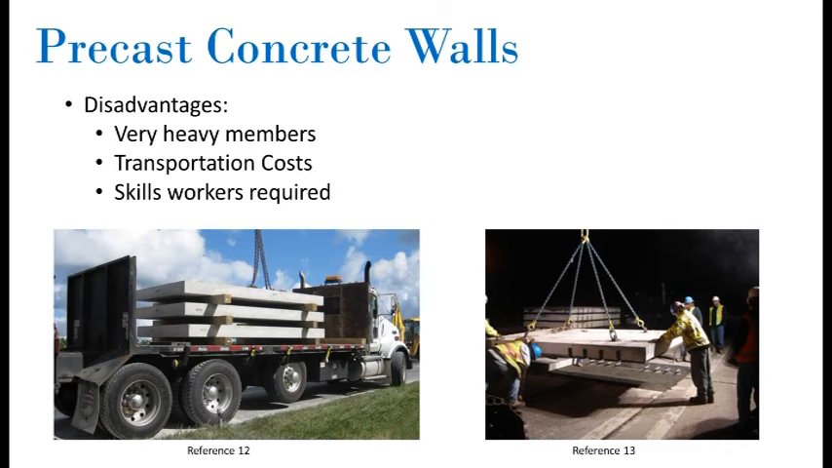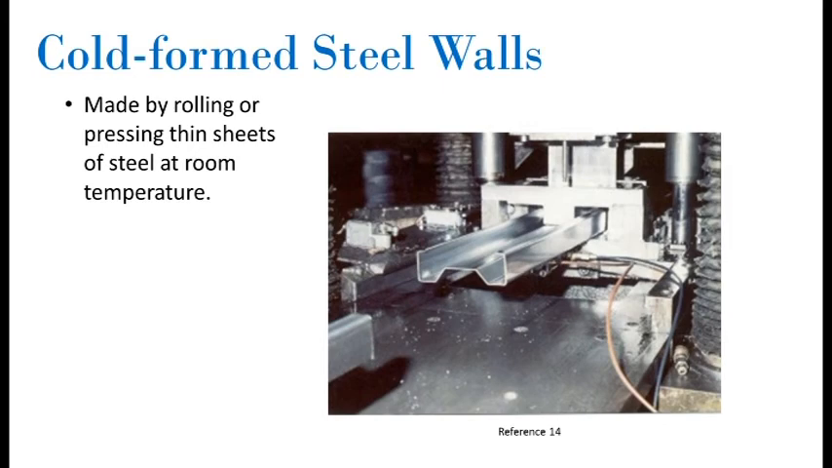During erection, there is typically a very small margin for error in lining up the walls, and the connections may be difficult to construct. In addition, skilled workers are required to install the panels on-site using cranes to lift the panels. Cold-formed steel walls are made by rolling or pressing thin gauges of steel sheet at room temperature in comparison to hot-rolled steel shapes which are formed at elevated temperatures.